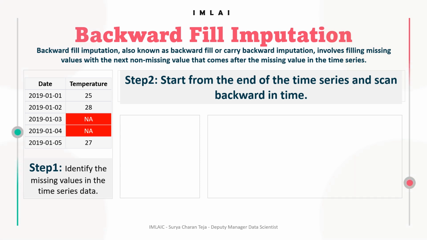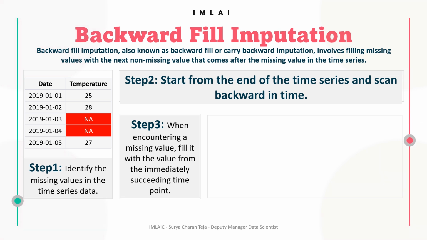Step 2, start from the end of the time series and scan backward in time. That's the difference between your forward fill imputation and backward fill imputation. There you scan forward in time from Jan, Feb, March, April, May, June, July. Here, start from the end, start from 5 and scan backward in time: 5, 4, 3, 2, 1.